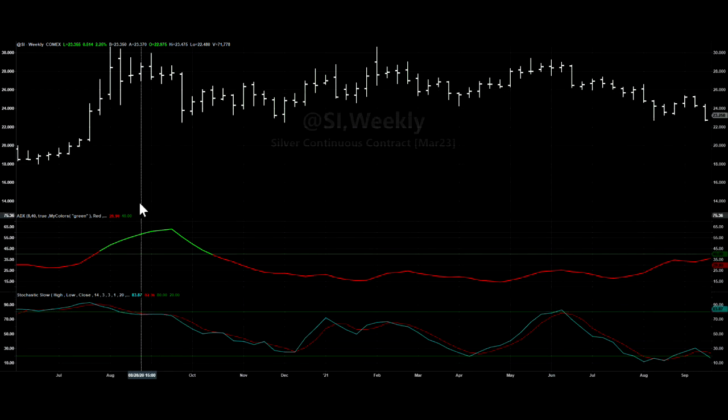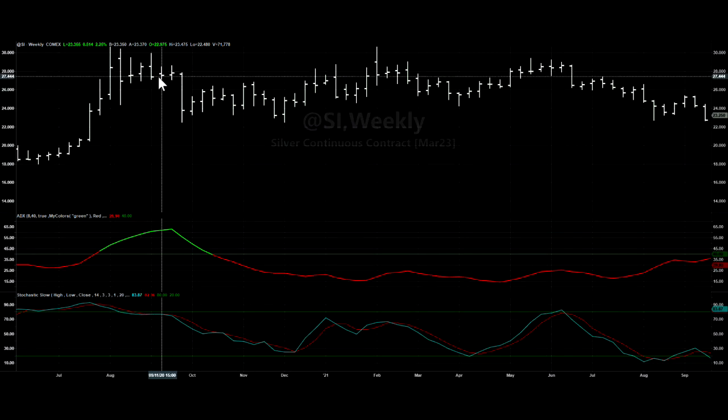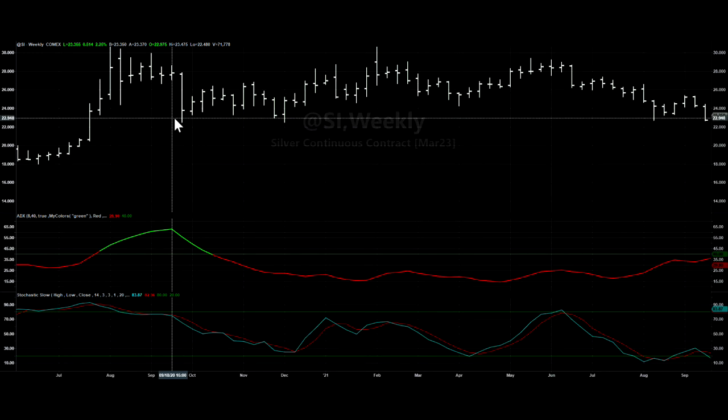We got our stochastic cross. And then in a matter of just a few weeks, we saw that the silver contract traded down over 5 points. For the futures contract, every point here is worth $5,000. So this was a very profitable, very quick market reversal that you could have caught with ADX.